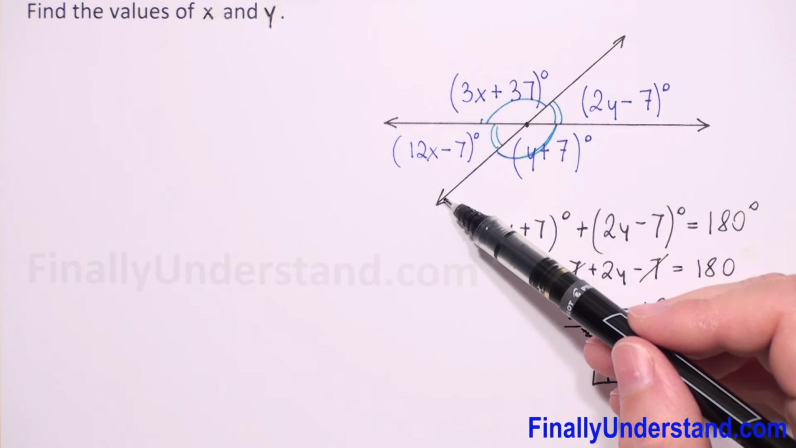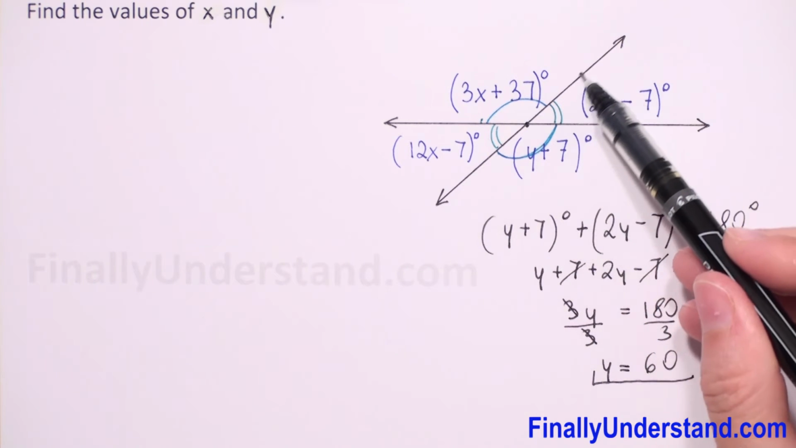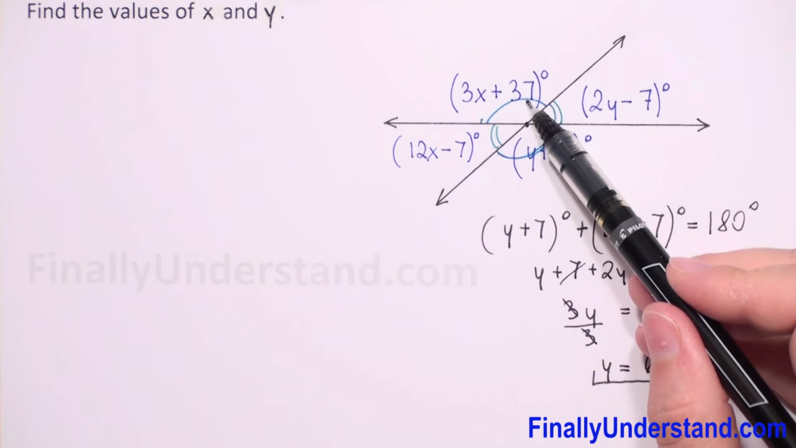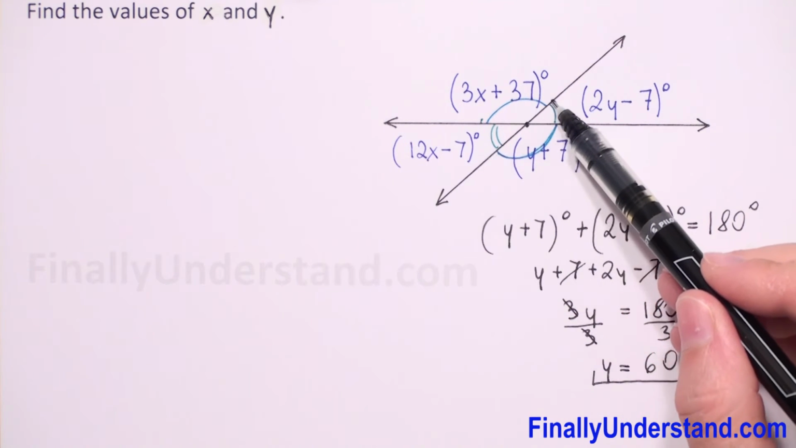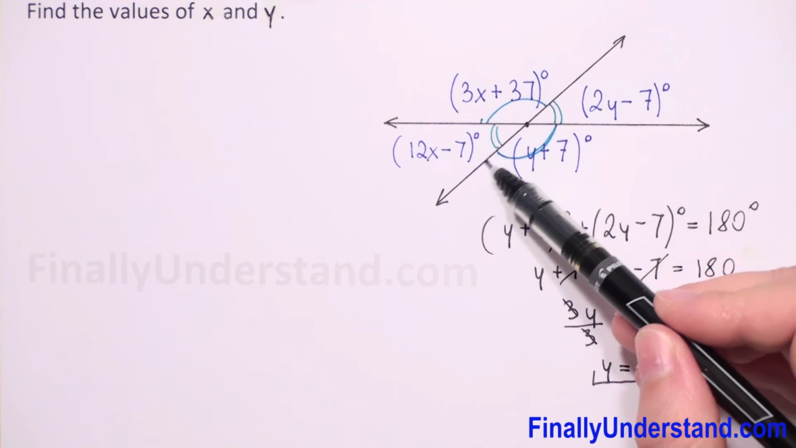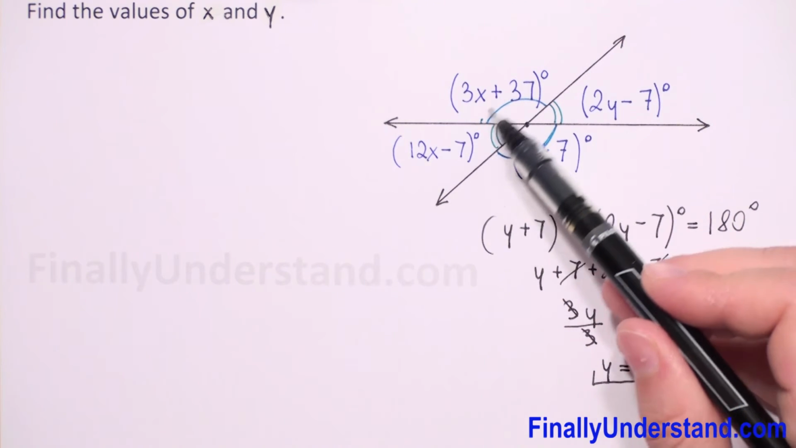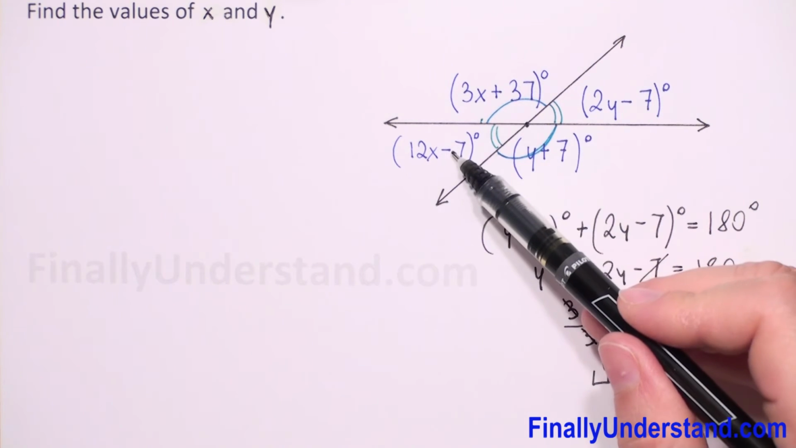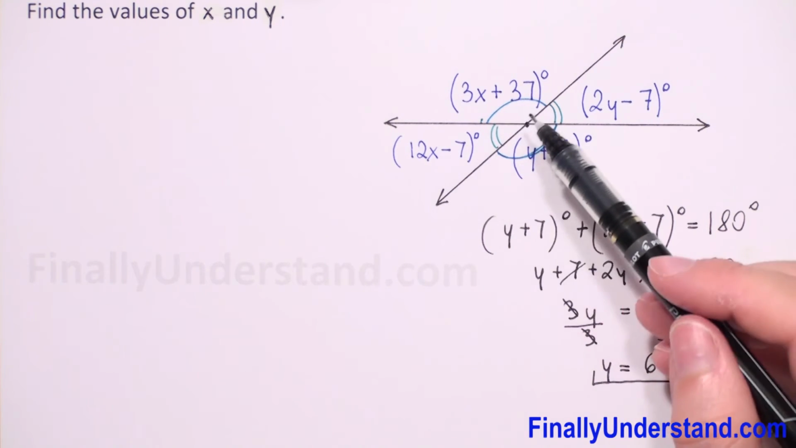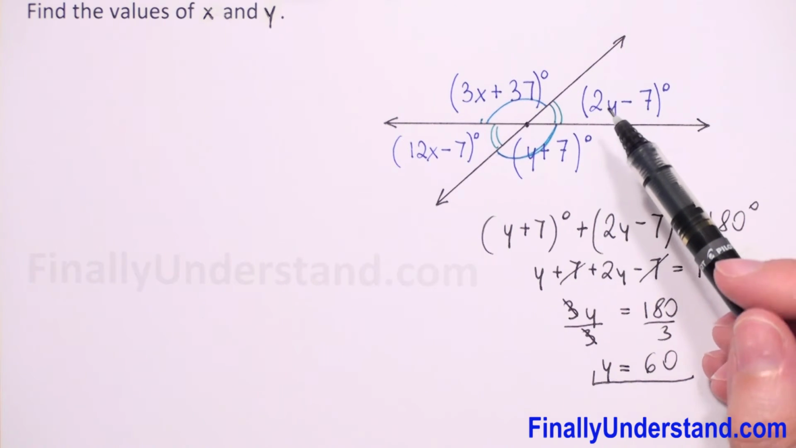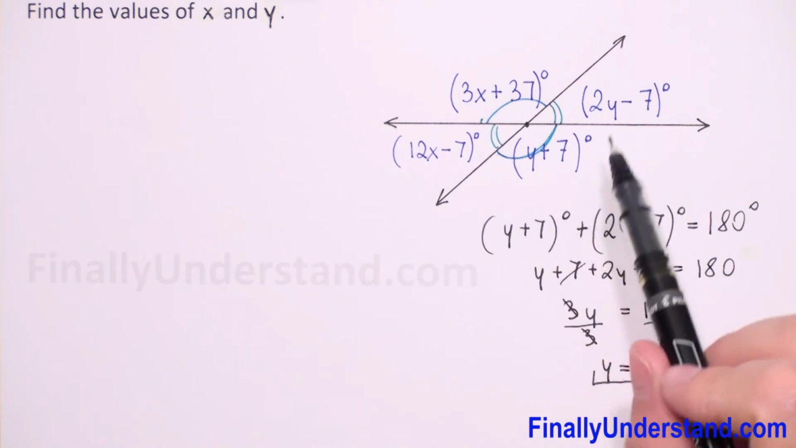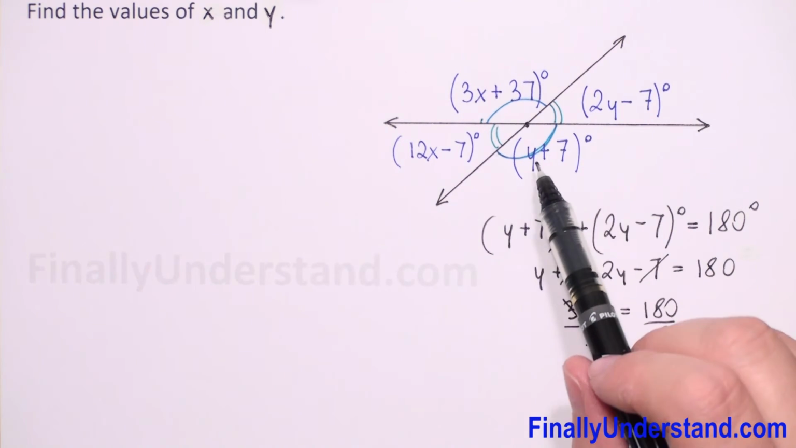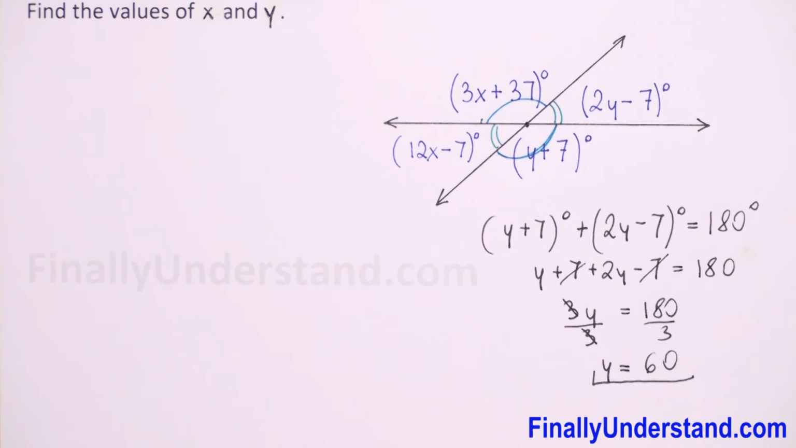Or we can use again supplementary angles, because we see that 3x plus 37 and 12x minus 7 give us an angle of 180 degrees. So these two angles are supplementary angles. So we can again write equations something like this. We have two methods to find our x. It doesn't matter which you choose. The answer will be the same.